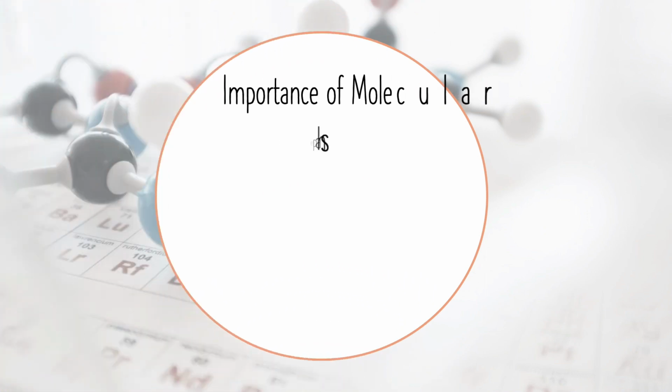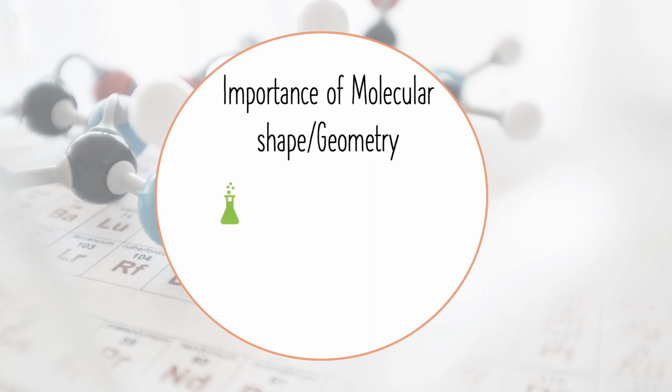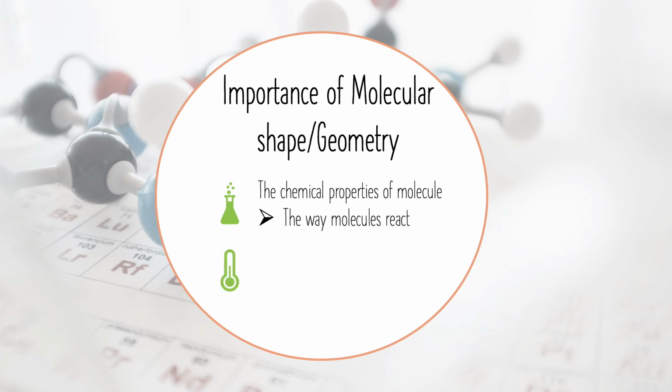Why is it so important to know and learn about molecular shape? Well, it is significantly important because molecular shape will affect the chemical and physical properties of a molecule. First, the chemical properties of a molecule are defined by the molecular shape, which means it defines the way the molecules react in a chemical reaction. Secondly, the physical properties. The molecular shape will determine the melting and boiling point of a molecule.